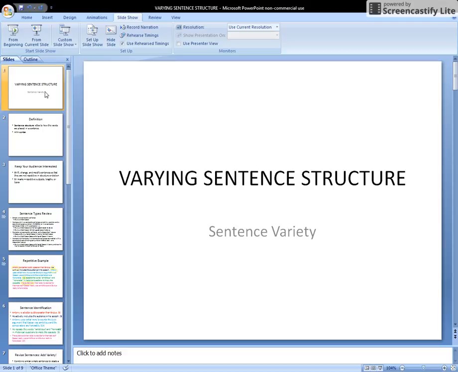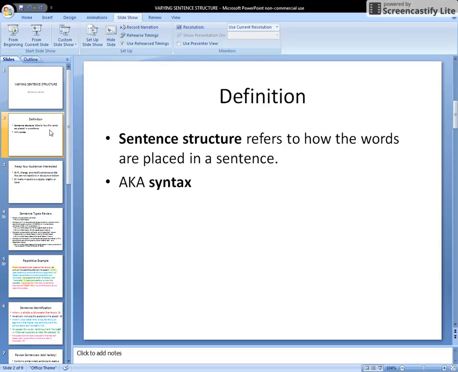Varying sentence structure. In other words, this is called sentence variety. So you see this on rubrics and in teachers' comments, but maybe you're not quite sure what sentence variety or vary your sentences really means. So sentence structure refers to how the words are placed in sentences. This is also called syntax.